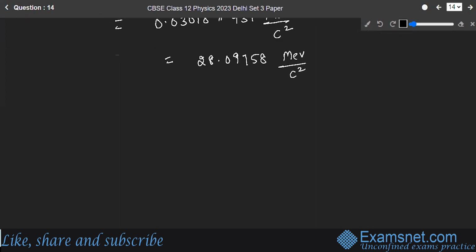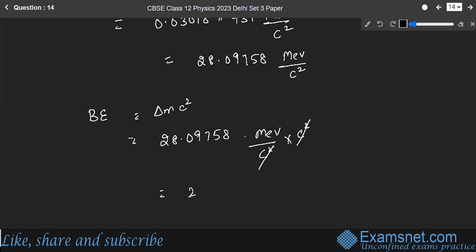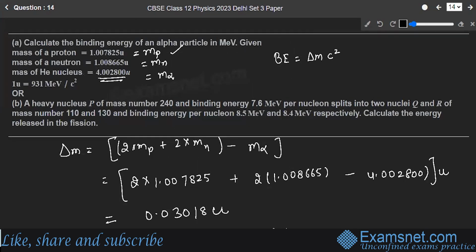Now let's get back to our binding energy. That was equal to delta M C square. So this is equal to 28.09758 MeV upon C square into C square. This will cancel. So the answer is 28.09758 MeV. So this is the answer to the first question.